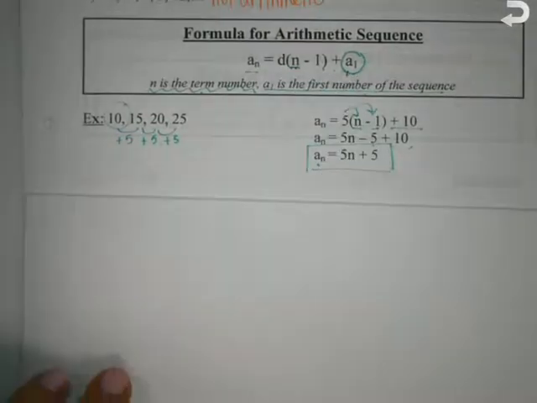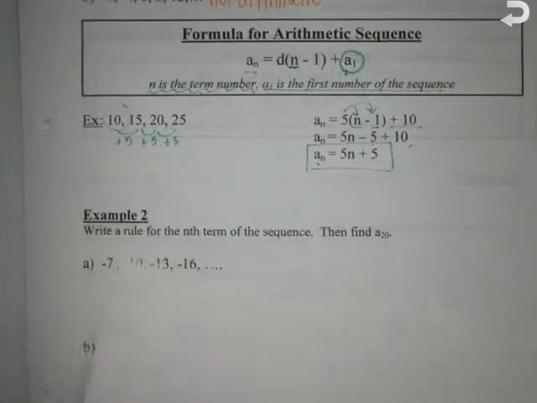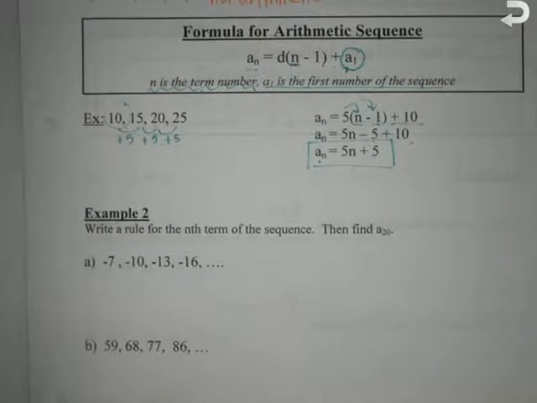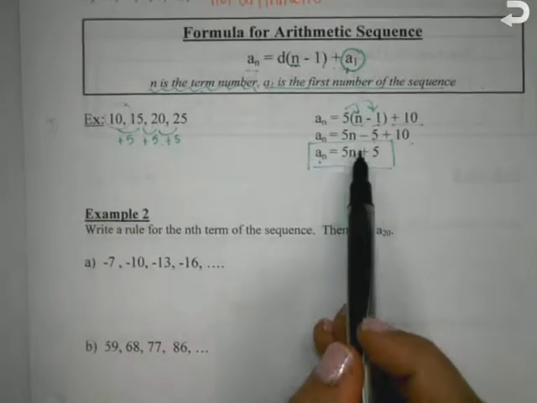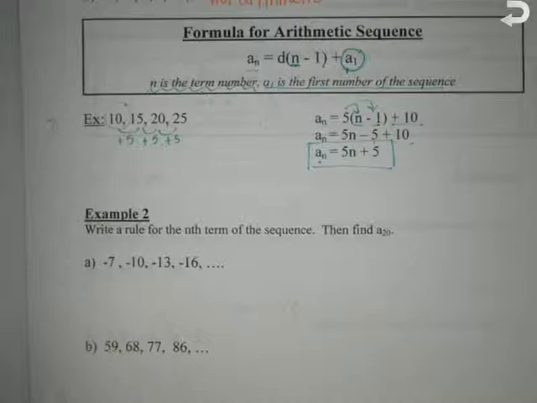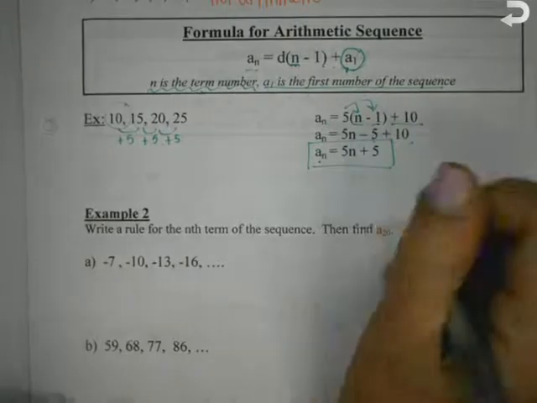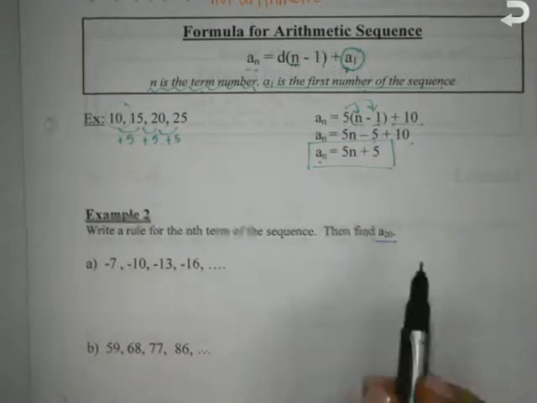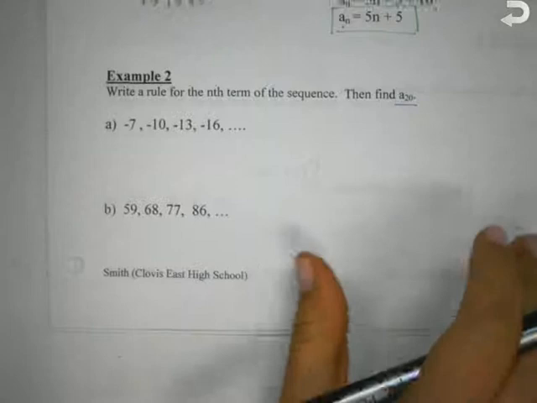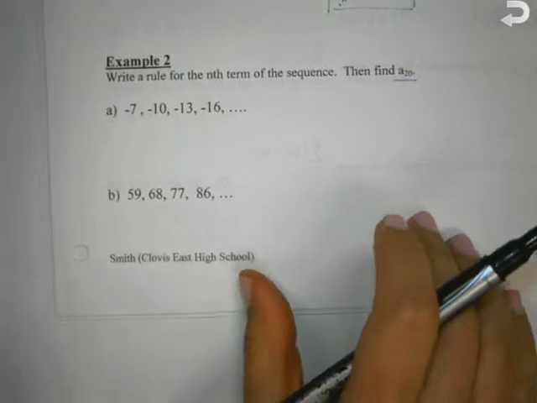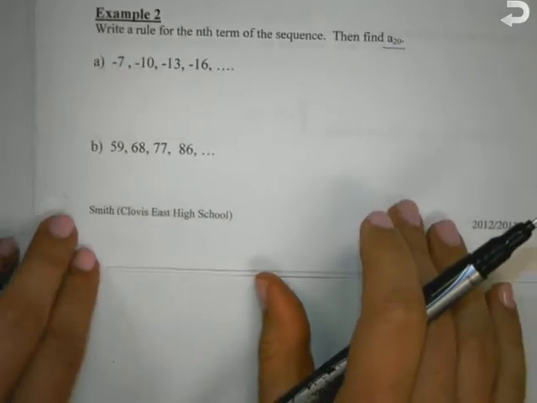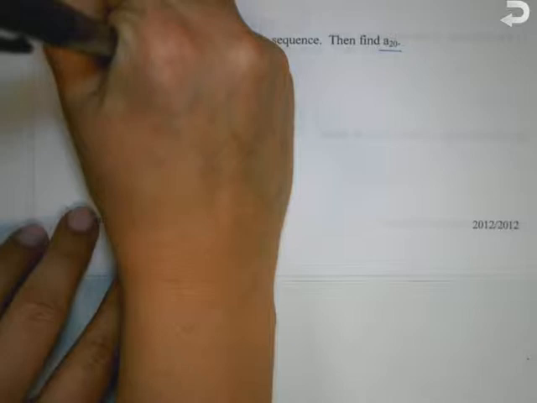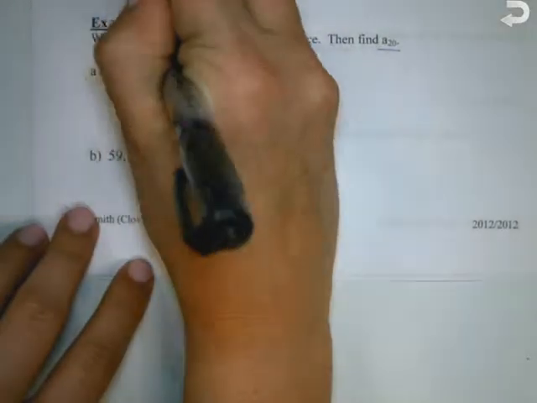Does that make sense? Okay, so for example 2, what we're going to do is write a rule for the nth term just like it was done in the example up here. And then you are also asked to find the 20th term, A sub 20. So after we find the rule, we have to plug in and find A sub 20. So looking at A, what are we increasing by each time here? -3, right? We're subtracting 3, subtracting 3, subtracting 3 each time.